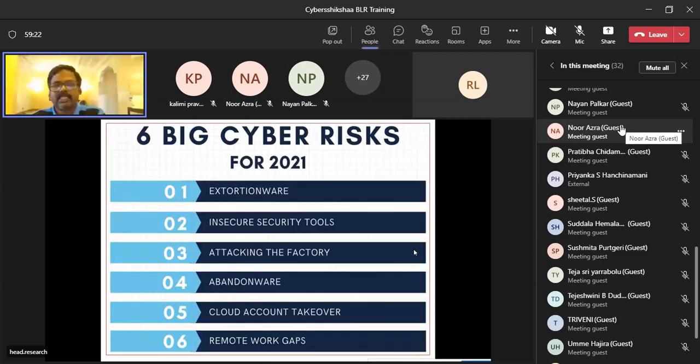Then these are the 6 big cyber risks that happened in the year 2021. Extortionware is nothing but, with the help of political threats, political people are threatening normal people who have money, and they are locking their systems. Unless you pay the amount, they will not give you the credentials of the system. That is called extortionware. Then attacks on security tools, attacking the factory, abandonware, cloud account takeover, remote work gaps. These are the various big cyber risks.